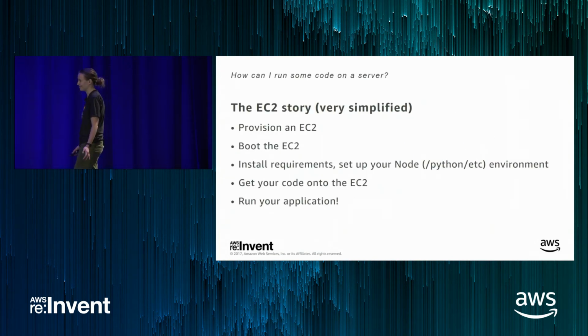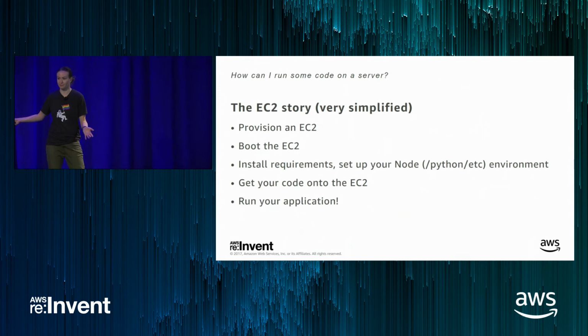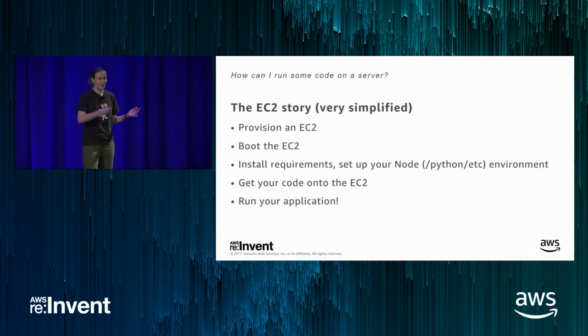So the EC2 story for us looked something like this. The person had to provision an EC2, boot up the EC2, install a bunch of requirements, set up their Node, Python, whatever environment they were running, and then copy the code onto the EC2, probably with some kind of copy or Git script, and then run the application. You probably know what's coming next.